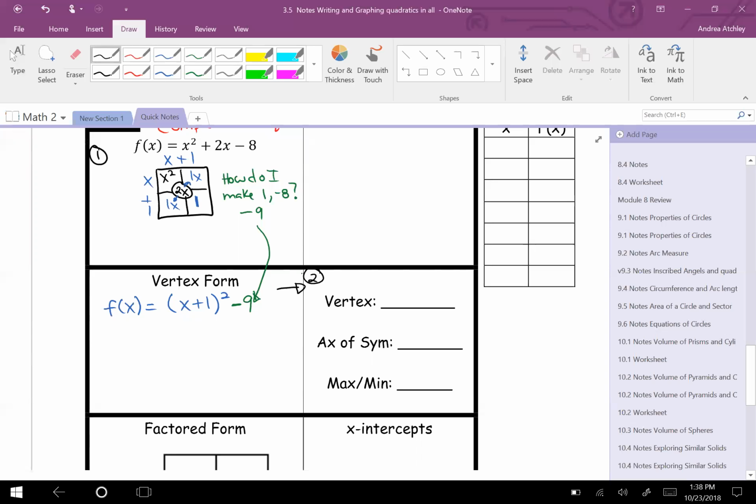Paul, can you tell me the vertex here? Very good. The vertex is -1 and -9. Remember, you change the signs from inside the parentheses. My axis of symmetry comes from right here. It's just the x value, -1. X equals -1. Make sure you put x equals -1. If you just have -1, it's a wrong answer.